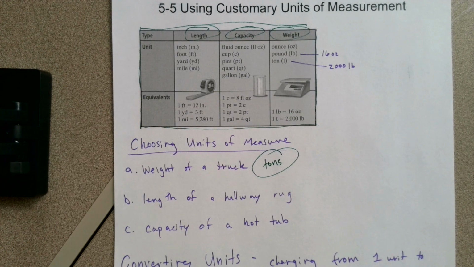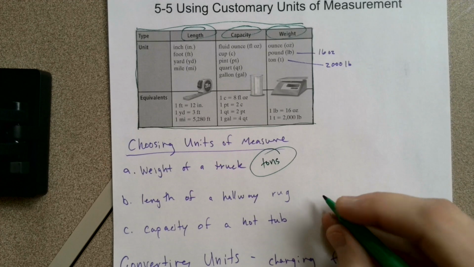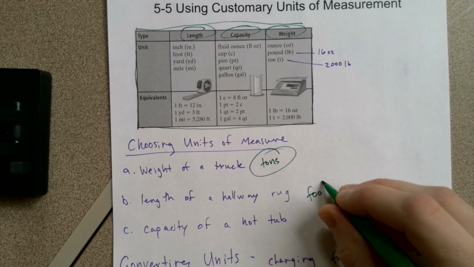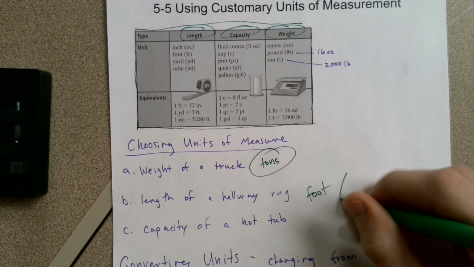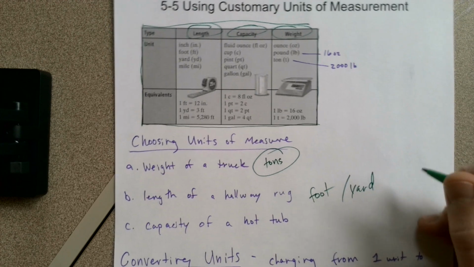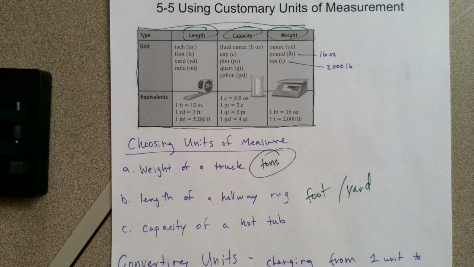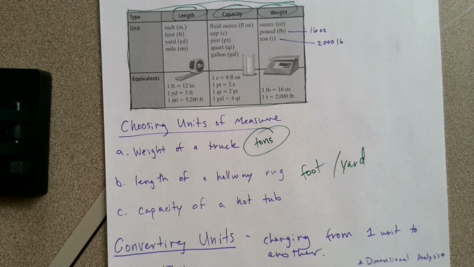I would say there are 2 decent options for this. You could maybe do inches if you wanted to, if you're getting really specific about your rug. I would say the best 2 options here would either be measuring in feet, measuring it by the foot, or the yard, depending on how big the rug is. A yard is just going to be 3 feet, so if it's a big rug, 3 times as big, it might be worth using a yard.